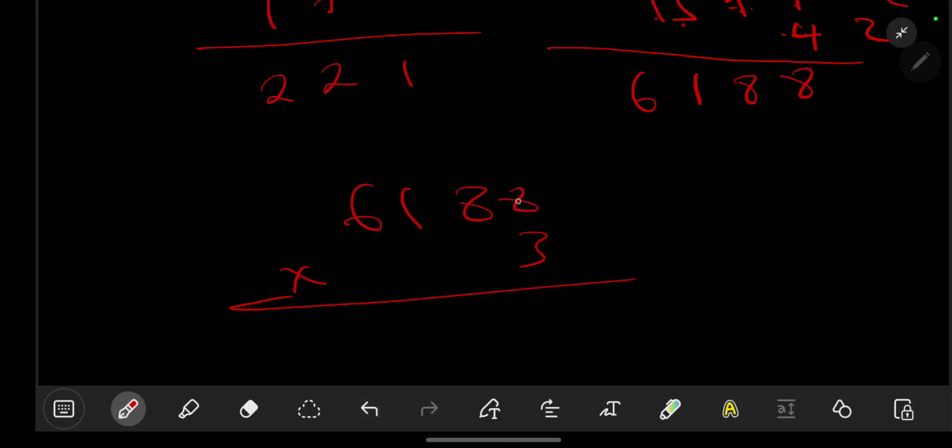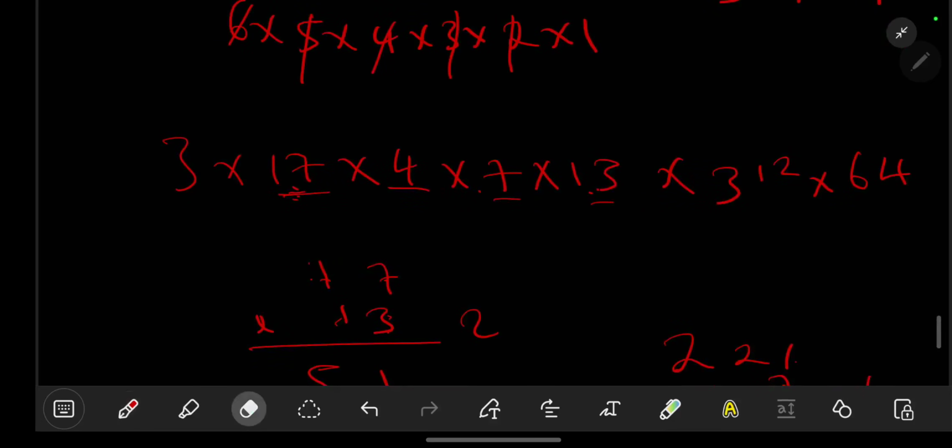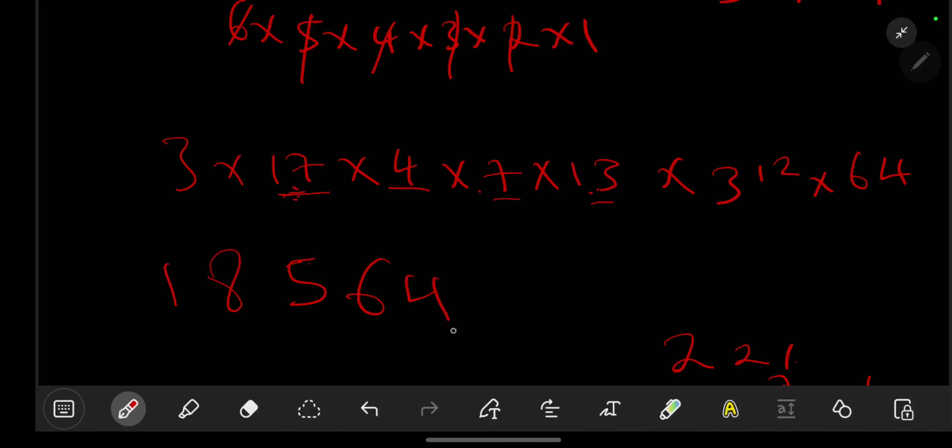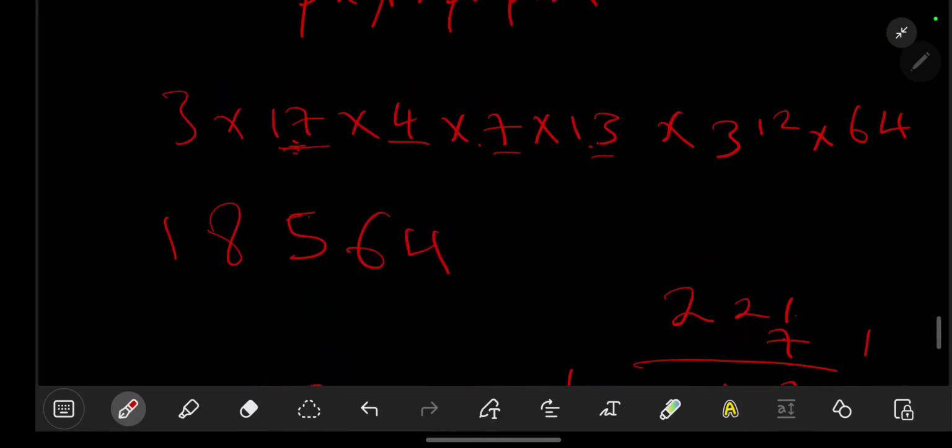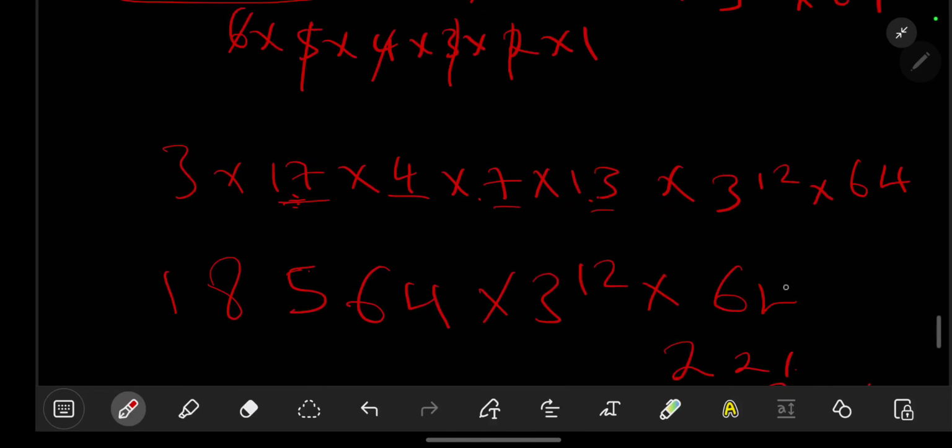This is going to give us 8 times 3, it will be 24. 24 again, 24 plus 2, that's 6. This times this, it will be 3 plus that remainder 2, it will be 5. This times this is 18. So we are just going to expand it as far as that to give us our value, which we have said to be 18,564, like this, times 3 to the power 12 times 64, like that.